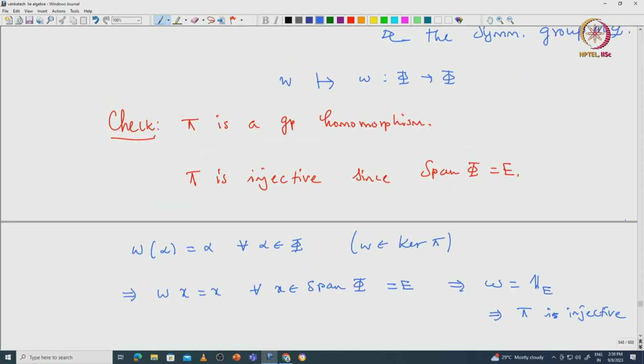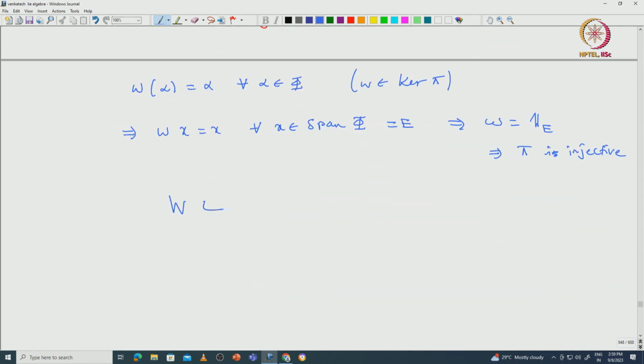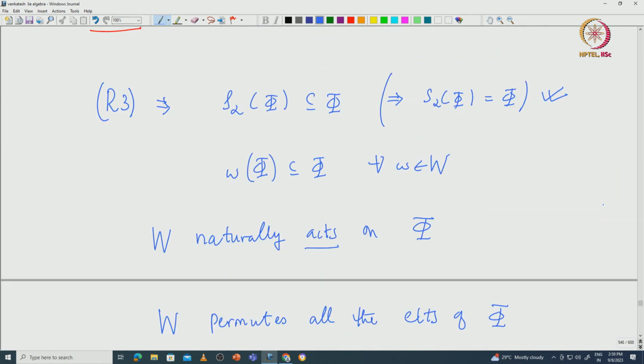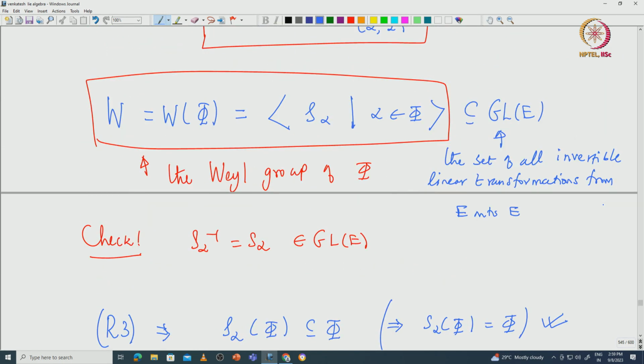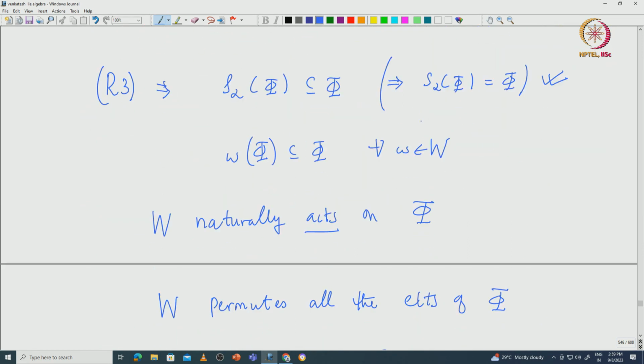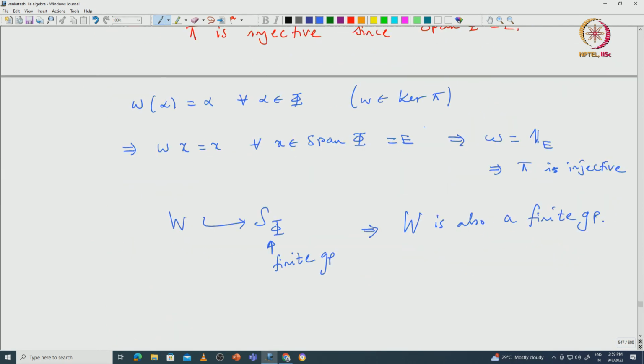So, that means W is embedded inside this S of phi. Since S of phi is a finite group, that forces W to also be a finite group. So, we have defined this W as an abstract group generated by these reflections S alpha, alpha coming from phi. A priori it may not be a finite group, but we proved that since the span of phi is E, this must actually be a finite group.